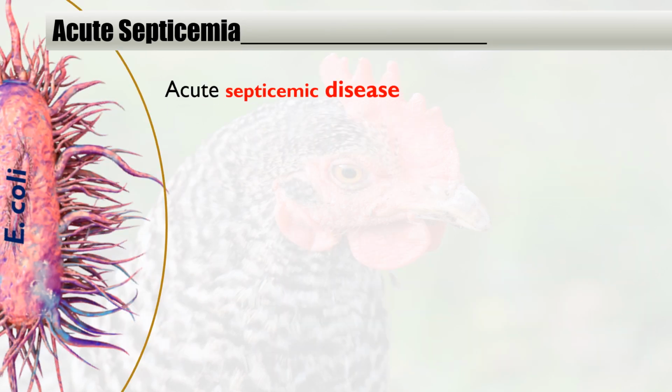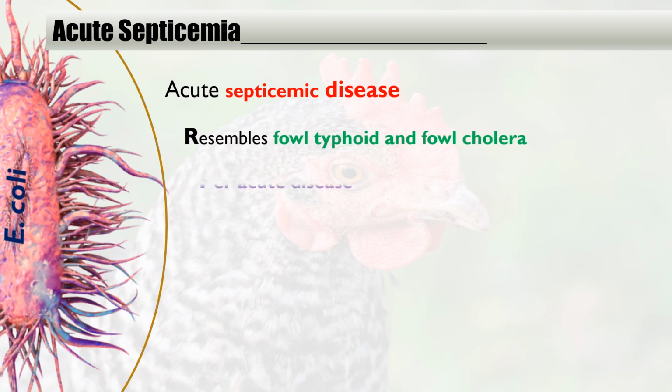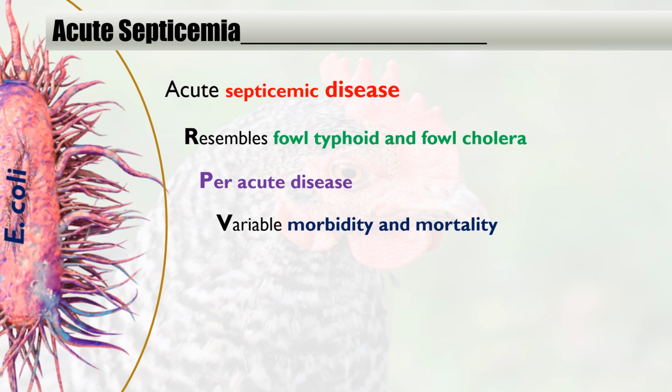An acute septicemic disease caused by E. coli resembles fowl typhoid and fowl cholera. Birds are in good flesh and have full crops suggesting acuteness of the disease. This can occur in younger mature birds. There are sudden deaths and variable morbidity and mortality.